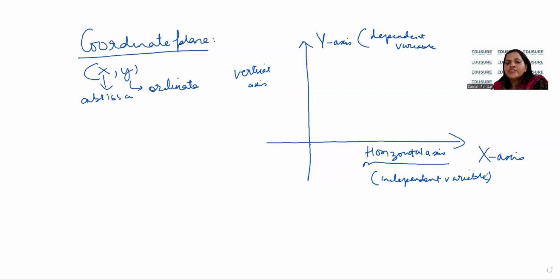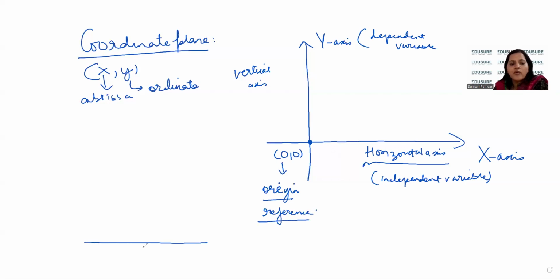The point of intersection of x and y-axis is 0, 0. And this is the origin or the reference point. This is analogous to the concept of 0 in a real number line. On a real number line, 0 is the reference point. On a two-dimensional plane, 0, 0, that is origin, is the reference point.